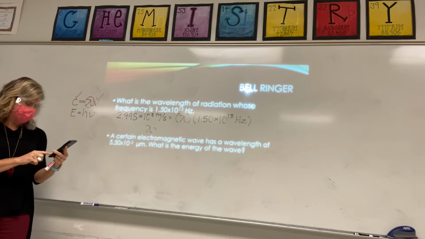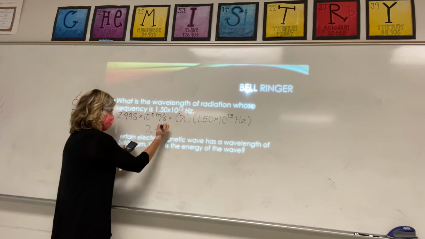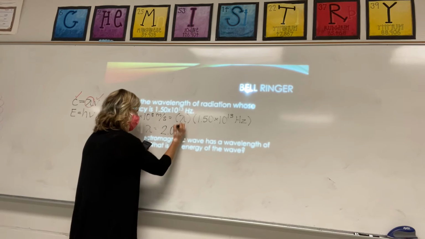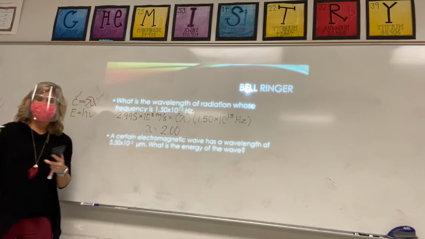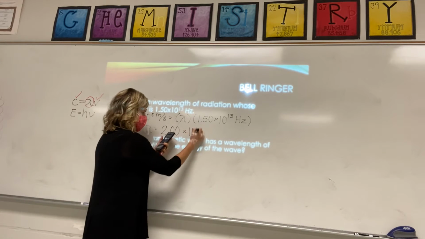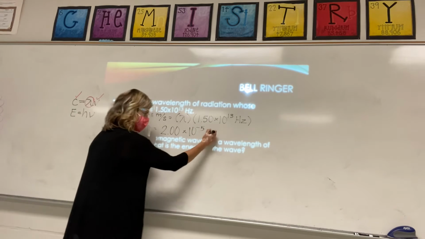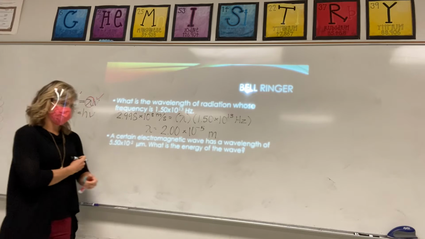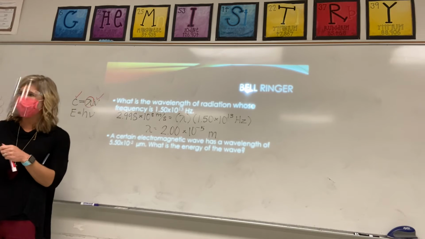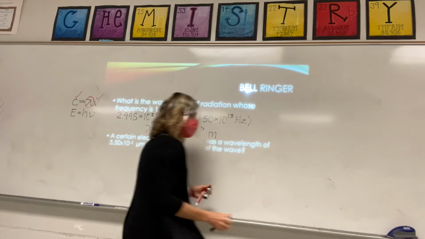How many sig figs do we need in our answer? 3. So we have to round it to 0.00 in order to get the 3 significant figures times 10 to the negative 5th. What are our units here? Meters. It didn't tell us to change to any other units, so we'll just leave it there at meters. Any questions on that one?